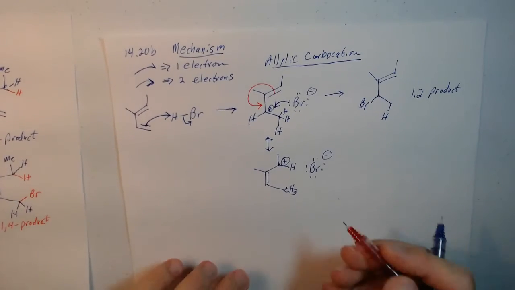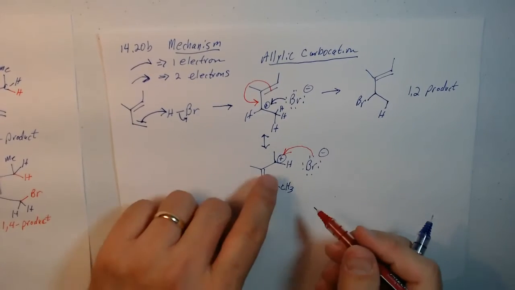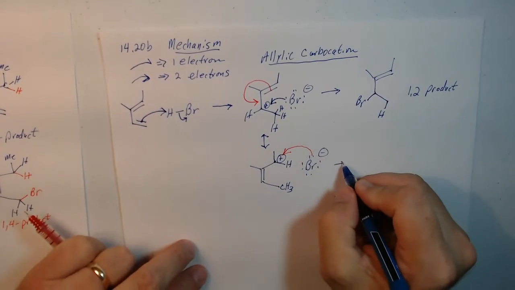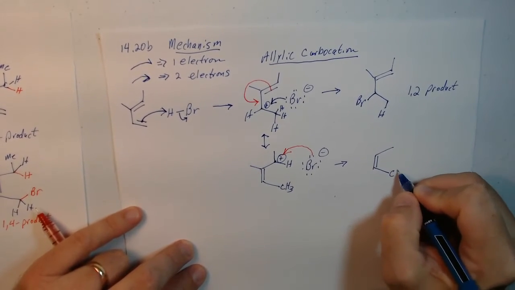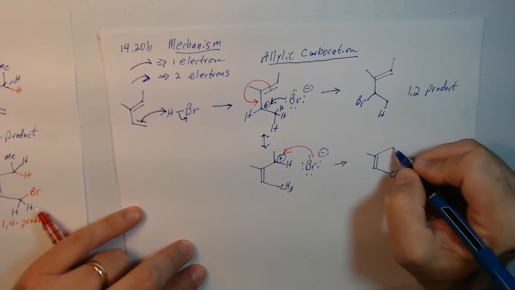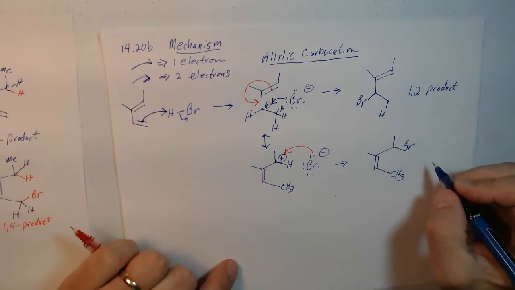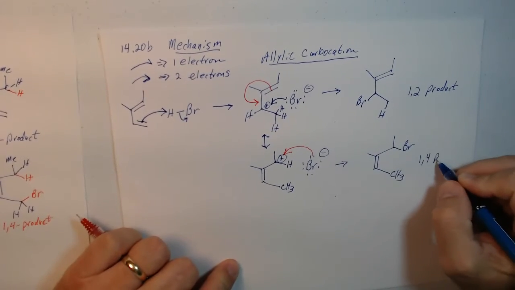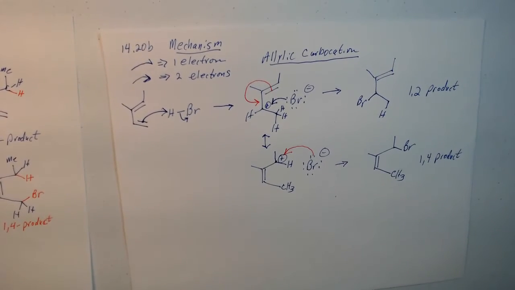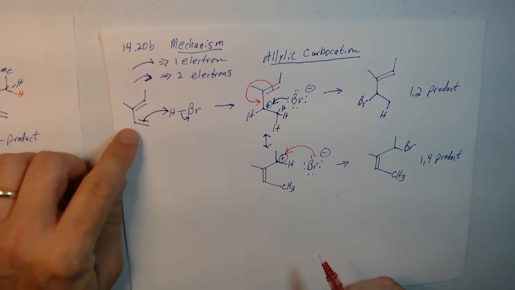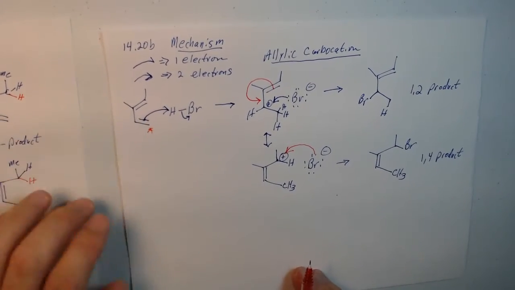Okay. If that bromide attacks this end of the allylic carbocation, of course that's going to that carbon, it will produce Br, and this is a 1,4 product. All right, so that's the basics. So the mechanism of this is for protonation at this end. Of course, I can protonate at the other end.